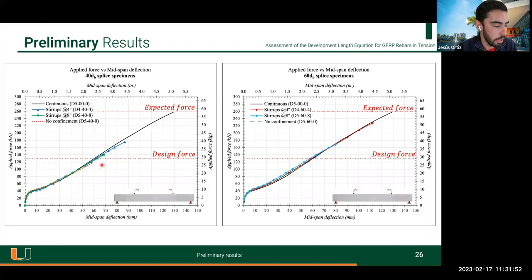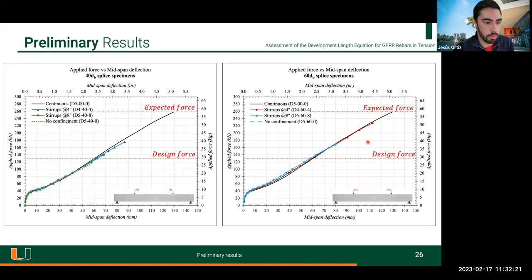So the beam without confinement and 40 dB of splice length was the only one that was below that limit. And the expected force, we have a good prediction. The expected force was for the continuous beam, so it was almost 99%. On the right side, there is the same graph, but only for 60 dB.